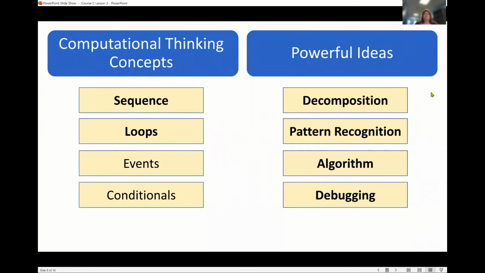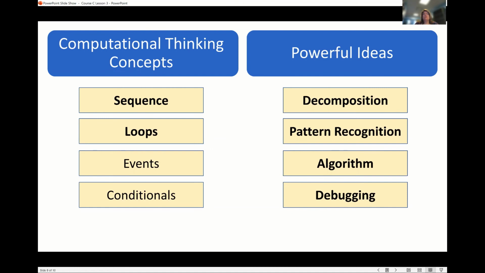Let's take a moment to debrief. We covered several computational thinking concepts and powerful ideas that align with this lesson. Sequence, did the order of the steps matter? The order of the steps mattered because they had obstacles that needed to be avoided. Loops, the repeat button allows students to create loops to repeat a pattern of steps.